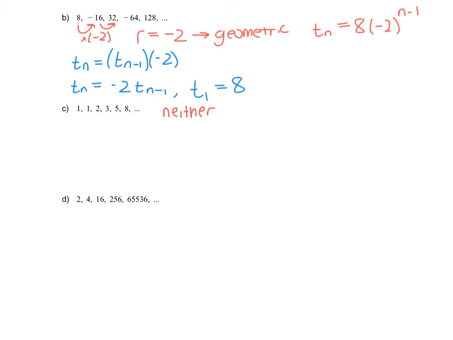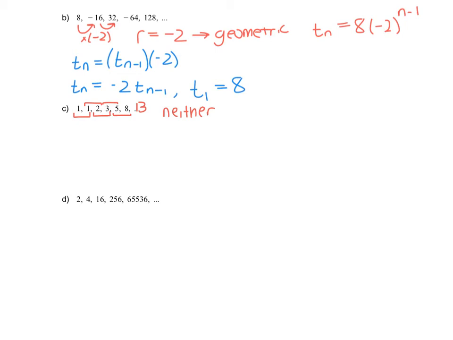So if we look at this, maybe you will notice 1 plus 1 is 2. 1 plus 2 is 3, which is the next term. 2 plus 3 is 5. 3 plus 5 is 8. 5 plus 8 is 13. So that would be the next number in my sequence if I wanted it.